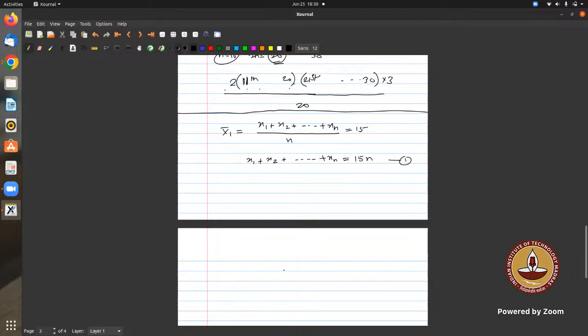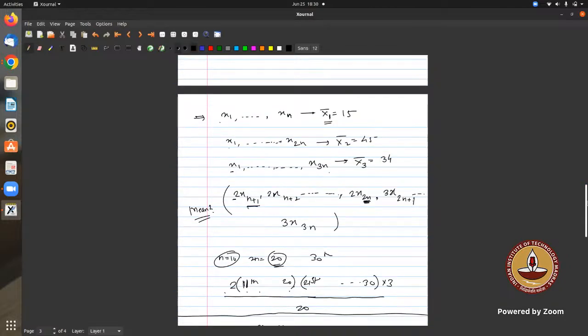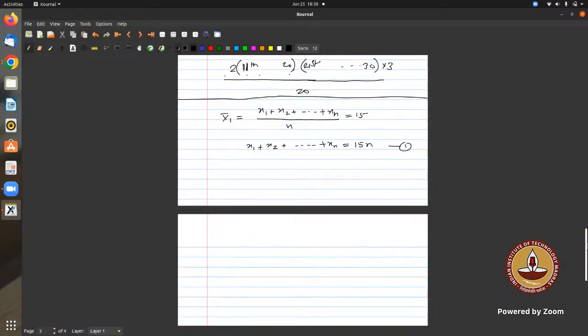Similarly, from the second mean, x1 plus x2 up to x2n divided by 2n equals 45. So the sum x1 plus x2 up to x2n is 90n, because it is divided by 2n. This is equation number 2. Can you understand?